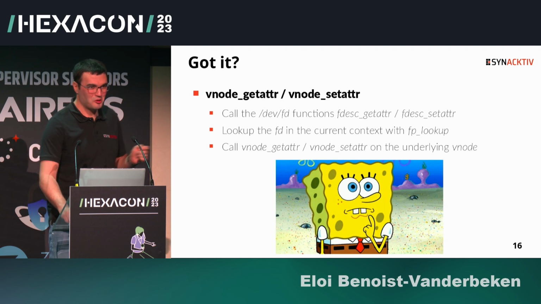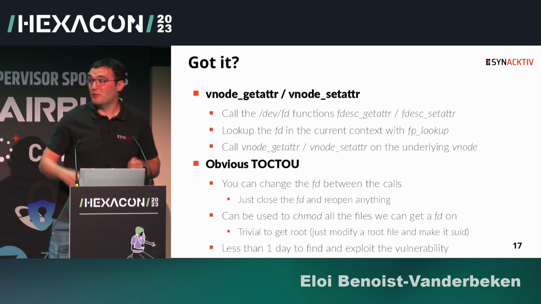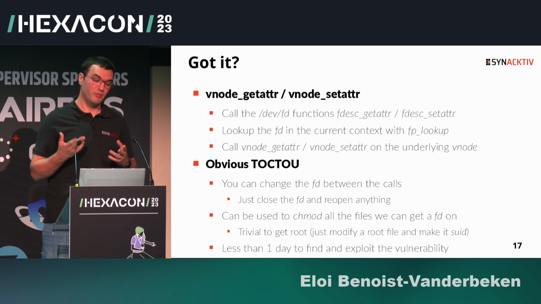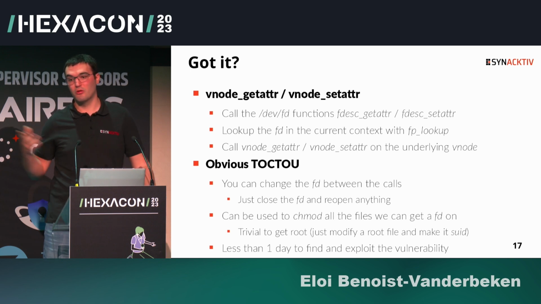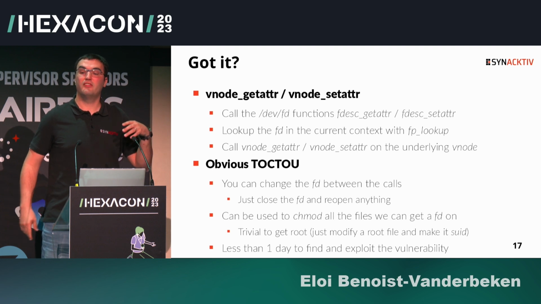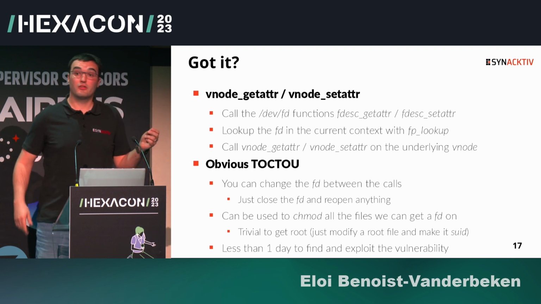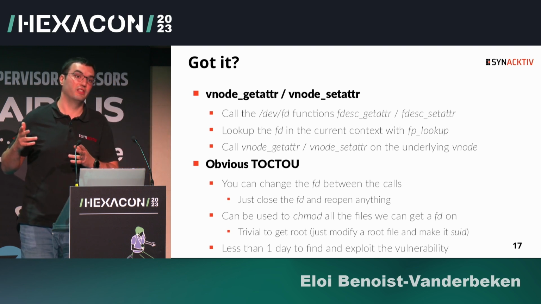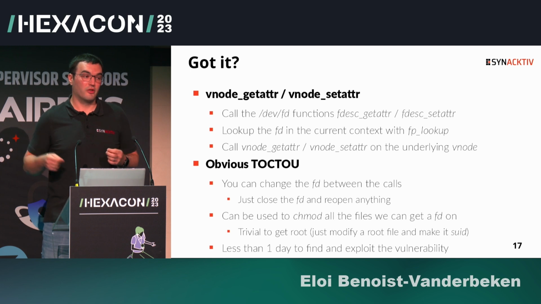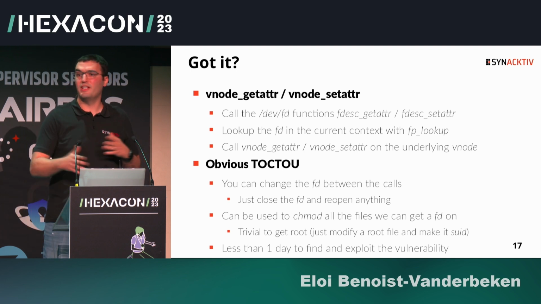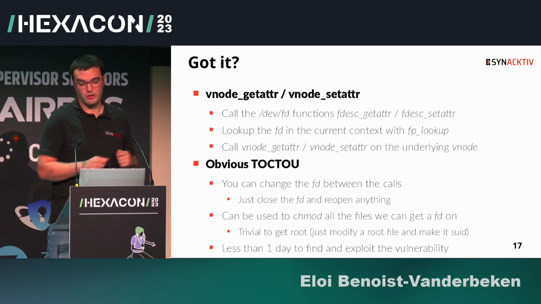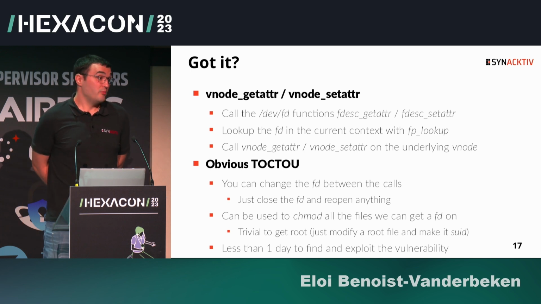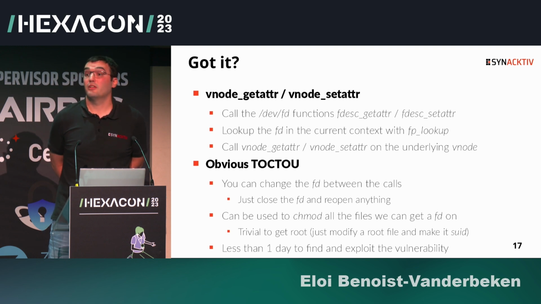So, do you have the vulnerability? Raise your hand. Well, there is an obvious time of check, time of use issue, because you can change the file descriptor between the two calls. You just have to close the FD and reopen anything. And the first vnode get attribute will get the rights, the bits, and the owner of the first FD. And the set attribute will be done on the other vnode that you have opened afterward. So you have to win a race to make it work, but it's quite easy to do. And it can be used to chmod all the files that you can get an FD on.